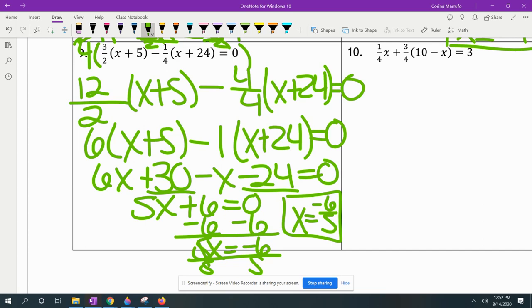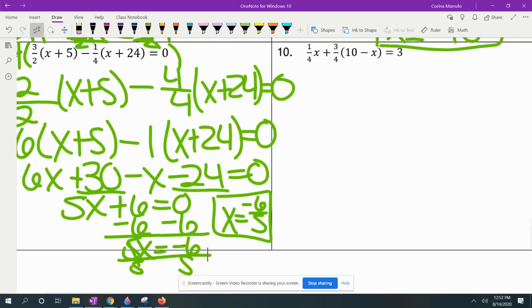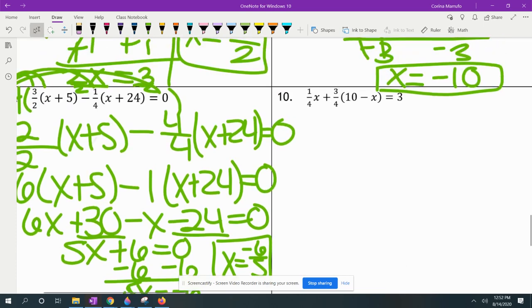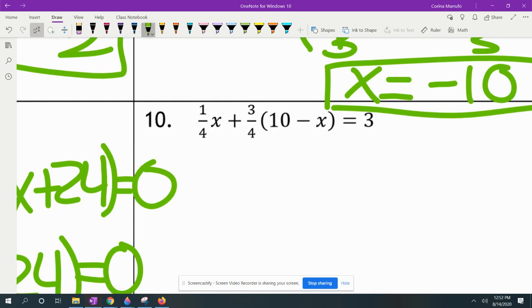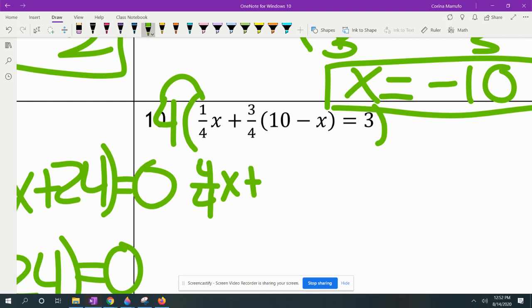Okay. So on to the last problem. On here we have 1/4 x plus 3/4 times 10 minus x equals 3. So we're going to do the same thing. We're going to cancel out the denominator, so we have to multiply the whole thing by 4. So we distribute the 4. 4 times 1 is 4 over 4 x plus, then we multiply the 4 times the 3/4.